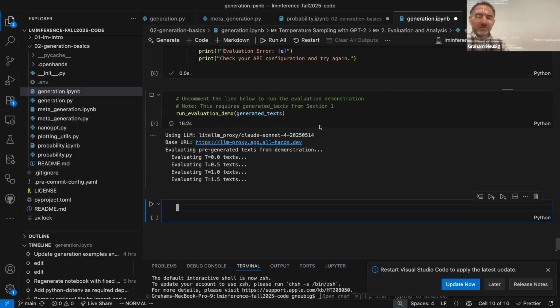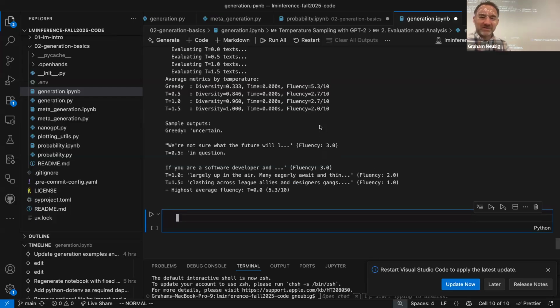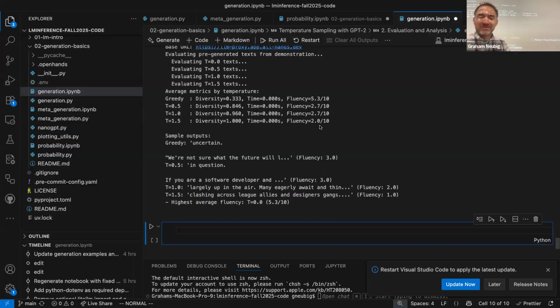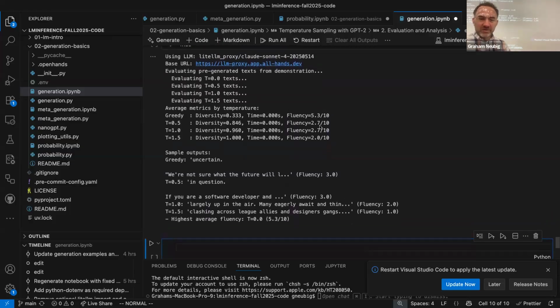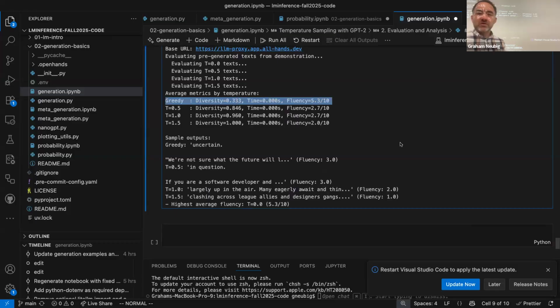For the purpose of simplicity, I didn't speed up my LM calls. In reality, I'd use many calls in parallel, but I didn't do that this time. Throwing this together in a few minutes, I think the results were actually pretty interesting. We measured the fluency of the greedy decoded text, and it got a score of 5.3, which I think is not that bad.